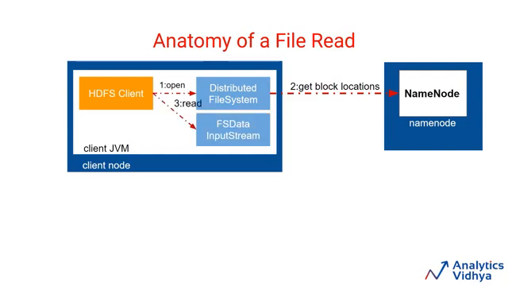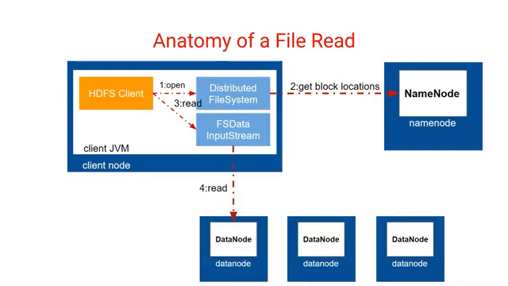In the third step, the client reads the data from the FS data input stream. In step 4, the client then calls a read function on the stream. The DFS input stream, which has stored the data node addresses for the first few blocks in the file, then connects to the first data node for the first block in the file. Afterwards, the data is streamed from the data node back to the client.